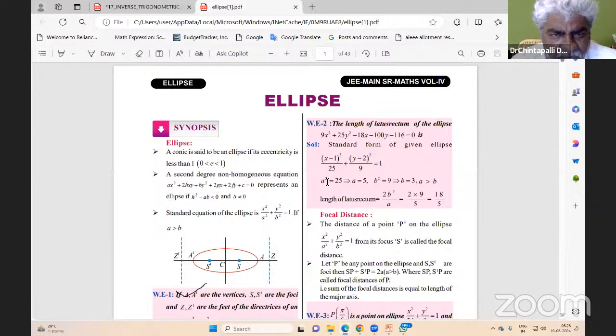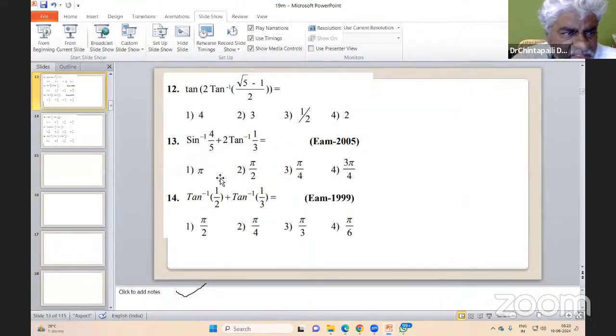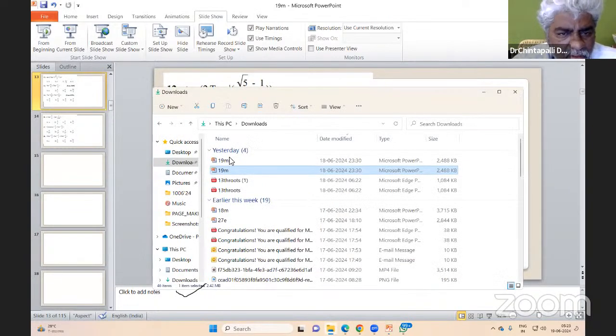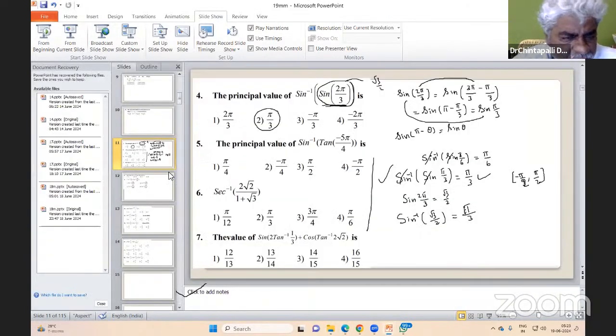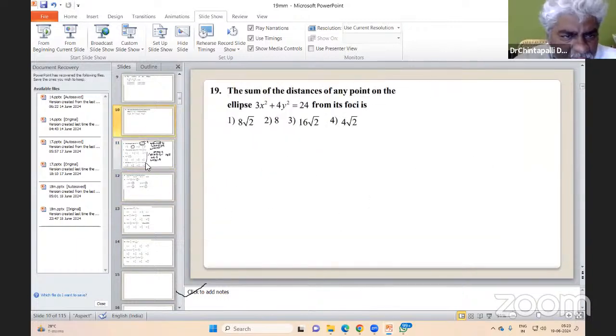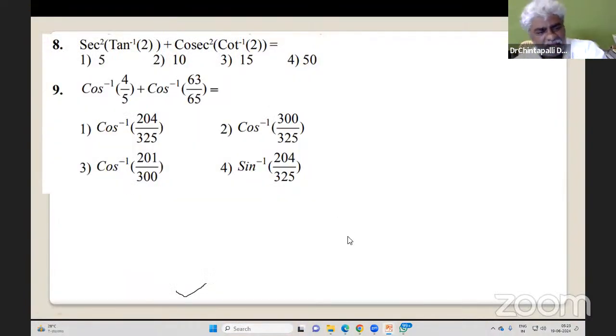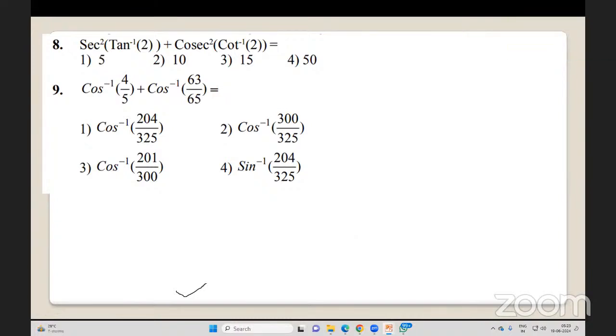Did I send this file to you? Yes, sir. I think so. These files are in PMD format. You have to convert them into PDF right now. Any idea? Can you clear that? Yes, one second, sir. Done, sir.